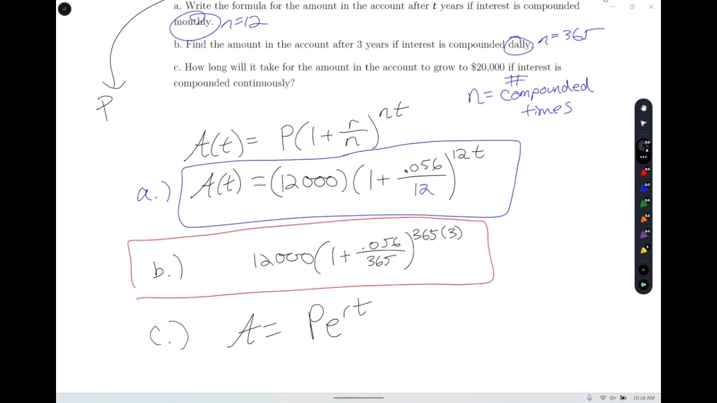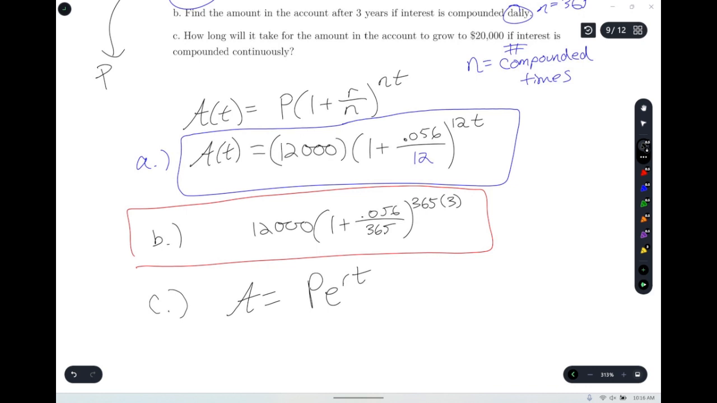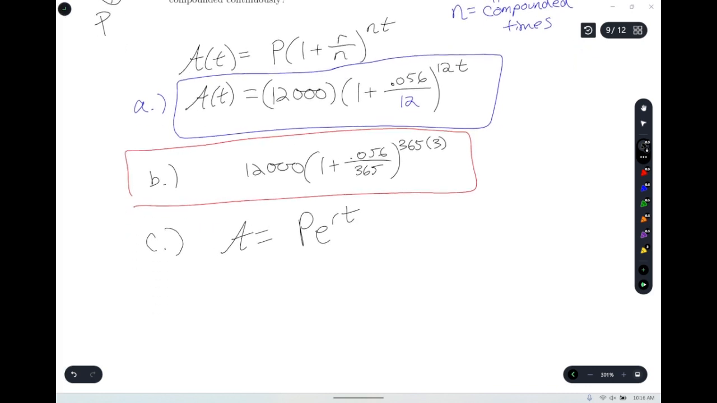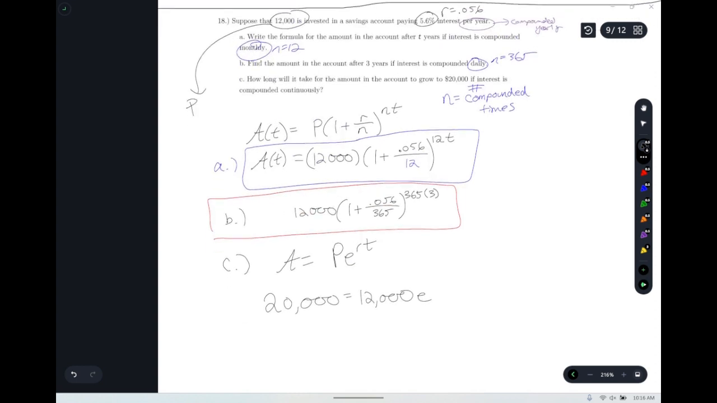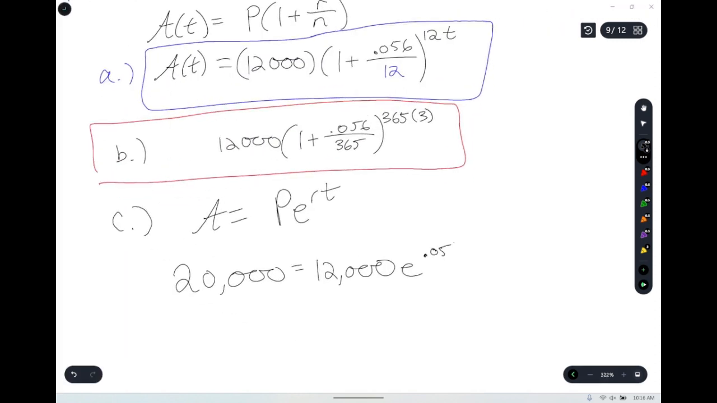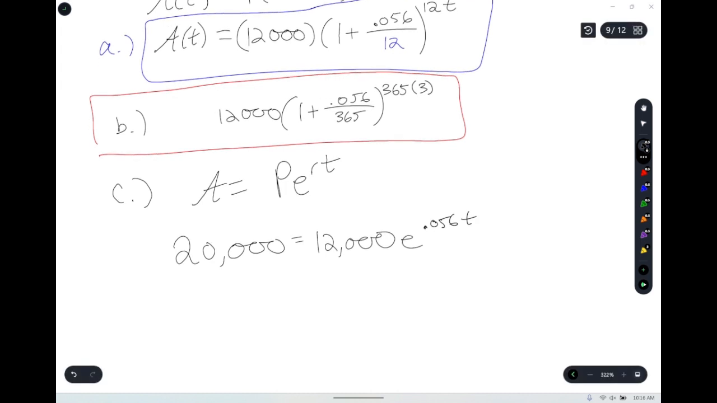Yeah, I don't know how to explain it. Well, if you give me $12 and I say, hey, you owe me 13 in a year. Or I say, hey, you owe me a cent now, 2 cents now, 3 cents now, 4 cents now, 5 cents now, and keep doing that forever, that is kind of what the C part is doing. So how long will it take to turn to 20,000? 20,000 equals 12,000 e to the rate, 0.056 t. And you just solve for that. You do like the example.